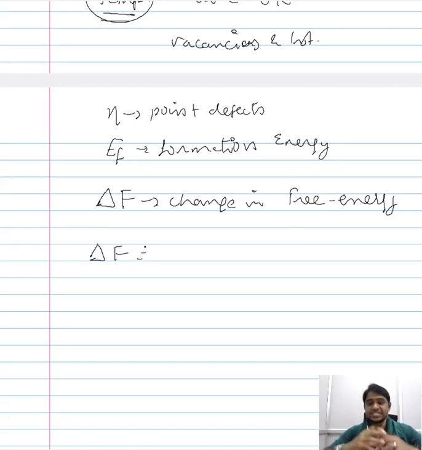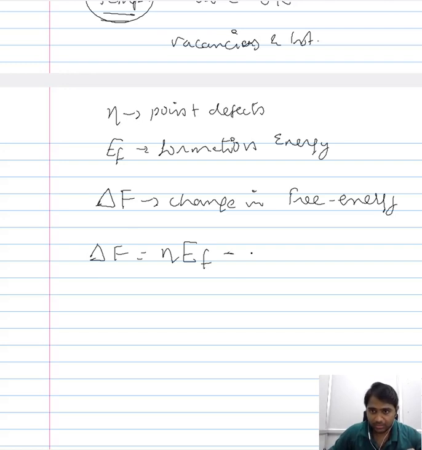Since these point defects are a disturbance to the regular, stable arrangement of the atoms, when you have these point defects, the energy of the system as a whole increases. So these point defects render a positive contribution. We have this contribution, the product of the number of point defects present and the energy required for forming a point defect. So this combination increases the overall free energy density of the system.